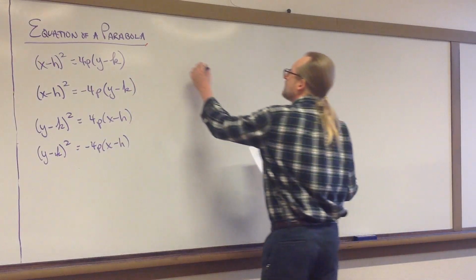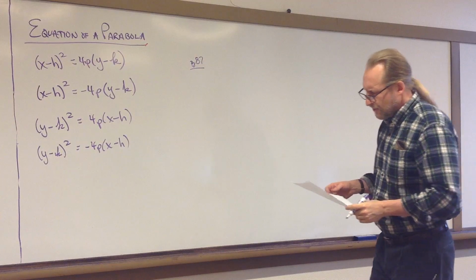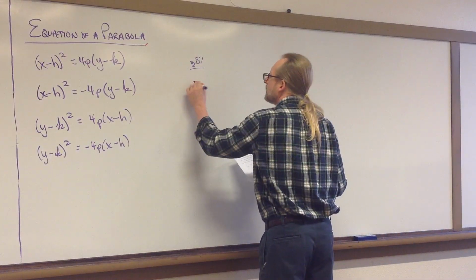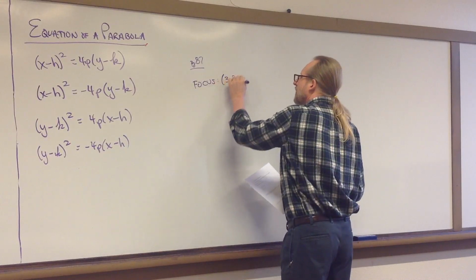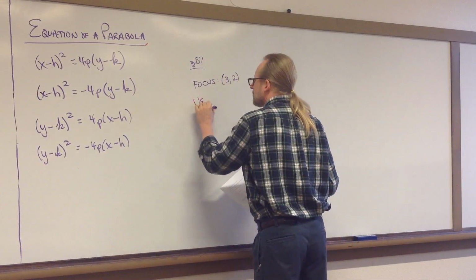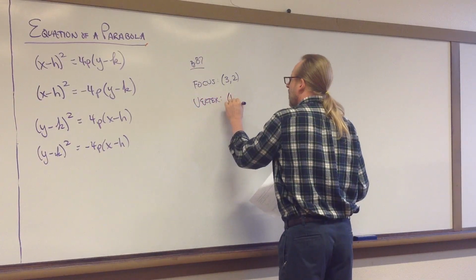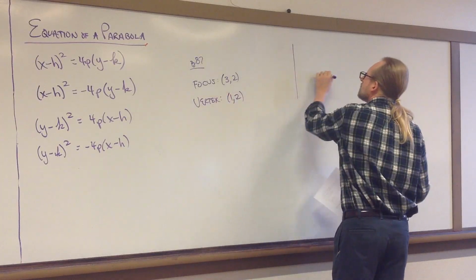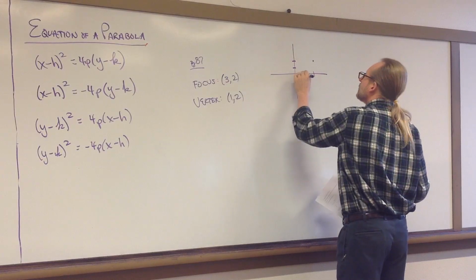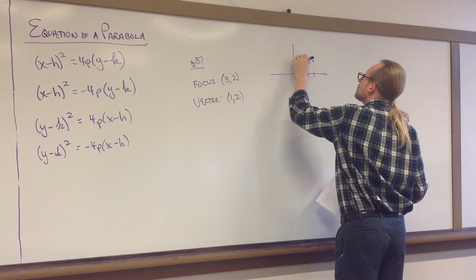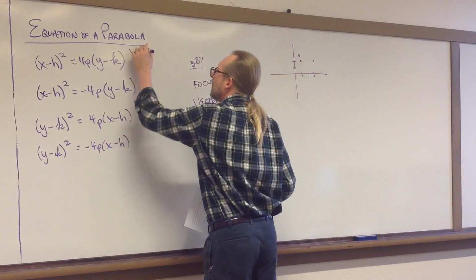Okay, on page 87, we've got this example. It says, given the following information, determine the equation for the parabola. Focus is the point (3, 2). Vertex is the point (1, 2). Okay, so focus is 3, 2, vertex is 1, 2. So, if the vertex is here, right, remember how these go.